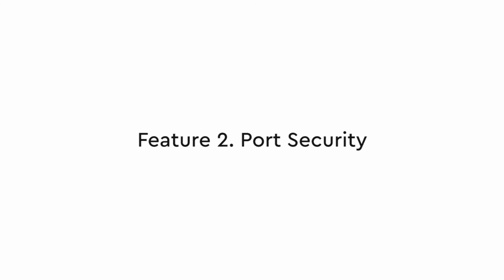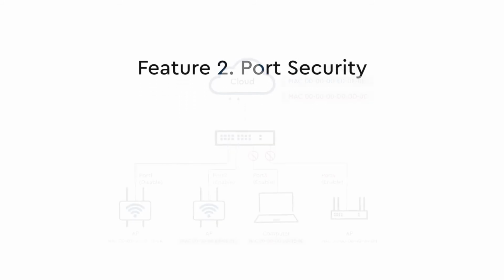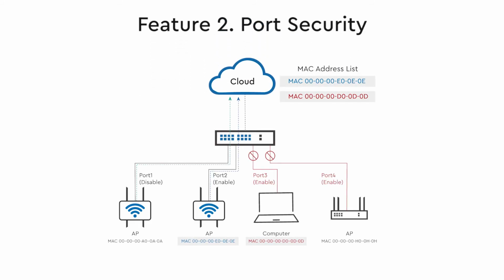The second feature is port security. To make sure that only legitimate devices can access the network through the switch, we provide switch port security that allows network administrators to restrict access based on a pre-configured list of MAC addresses. And you can specify whether to block or authorize network access for each MAC address on this list. This feature prevents unauthorized devices such as a ROC AP from accessing your network from the connected switch.